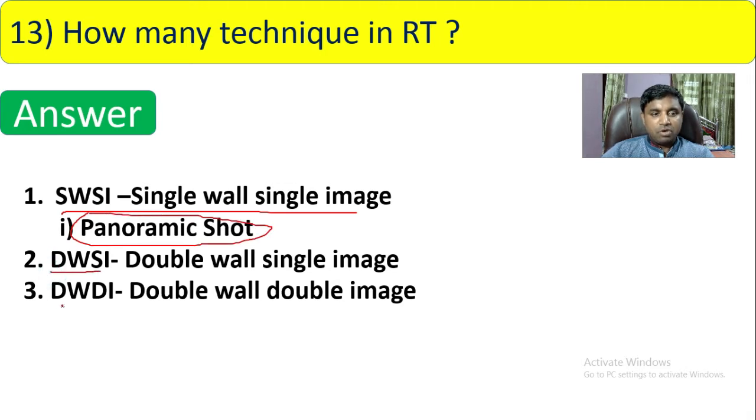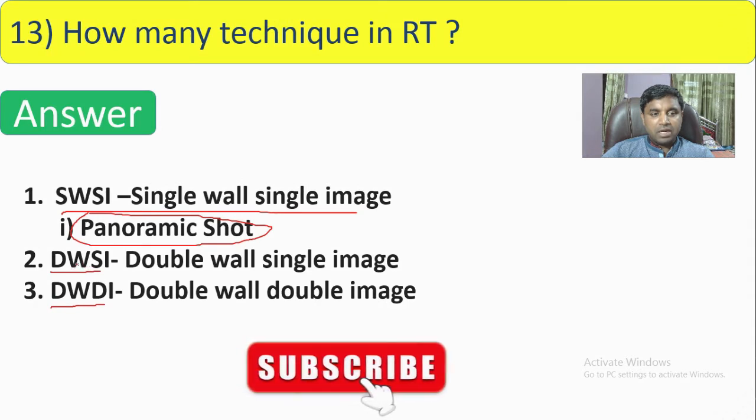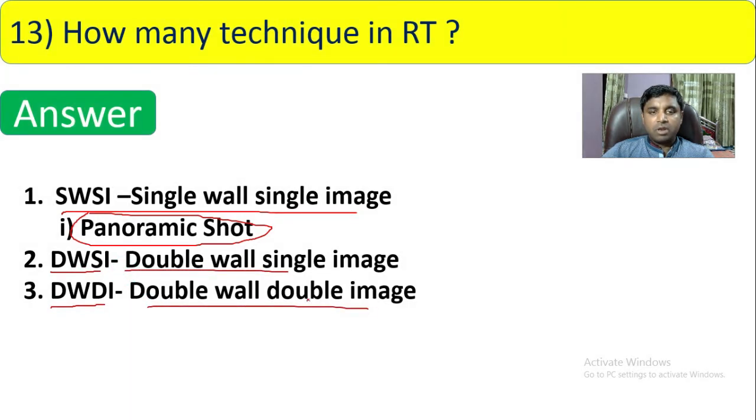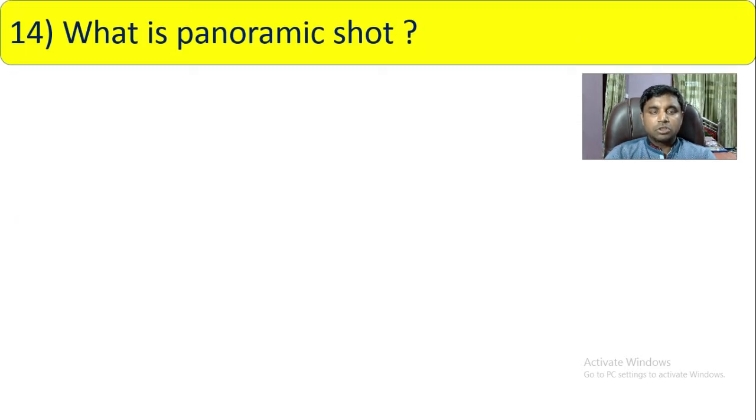Another is DWSI, another is DWDI. DWSI means double wall, single image. DWDI means double wall, double image. So how many techniques are there? 1, 2 and 3. 3 techniques are there. Question number 14. What is panoramic shot?